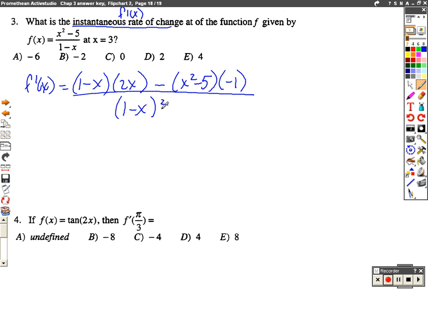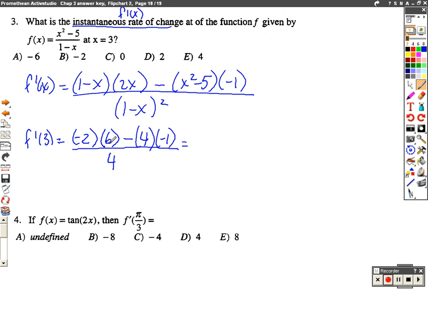Now you're very welcome to clean this all up. It's not necessary because we just want to actually plug in 3 and get a number. So if we plug in 3, we've got 1 minus 3, which is just negative 2, times 2 times 3, which is 6, minus 3 squared is 9, and 9 minus 5 is 4, times negative 1, all over 1 minus 3, I apologize, negative 2, and negative 2 squared is just 4.